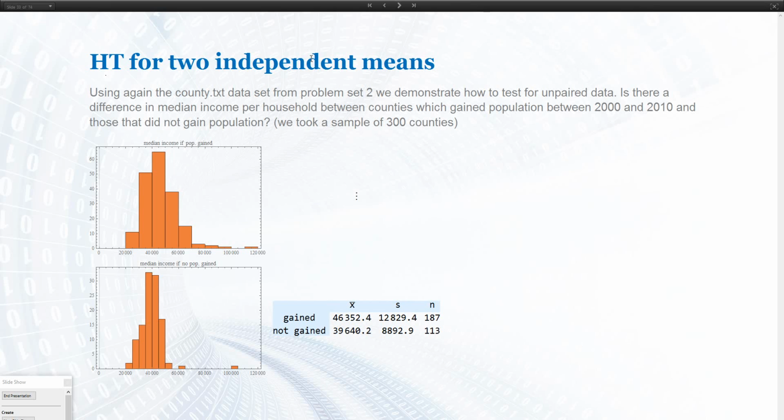Very often you have independent mean values that you would like to compare with each other. That's done here in the next example.